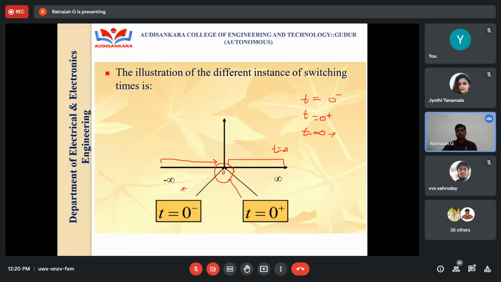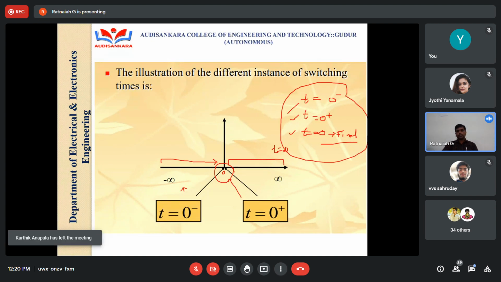Infinity, in the sense, we can call it final. So we have to remember these three conditions: t equal to 0 minus, t equal to 0 plus, and t equal to infinity. Based on these three conditions, how the network elements behave in any circuit is what we are going to discuss now. If you know the behavior of the elements in any circuit, then it is very easy to analyze any kind of circuit.